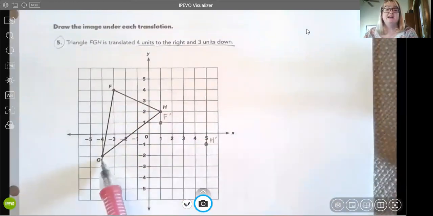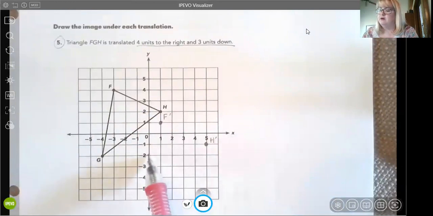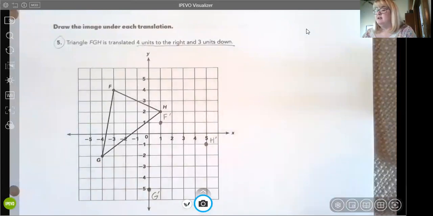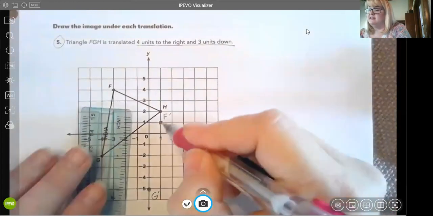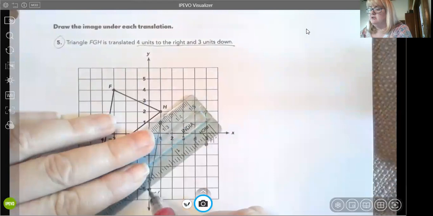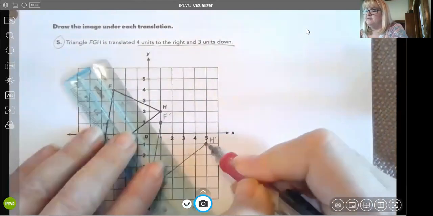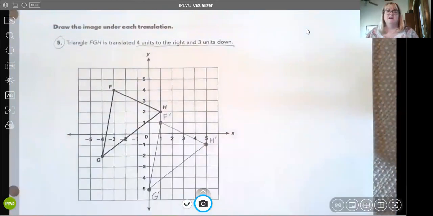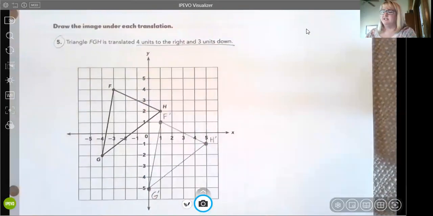Now we need to move the G in the same way. 4 units to the right, 3 units down. 1, 2, 3, 4. 3 units down, 1, 2, 3. And that is G after it's moved, so we call it G prime. All right, once I've got my points, now I'm going to use my straight edge and connect them. So I connect F to G, connect G to H, and I connect H to F. All right, so I have drawn the image under this translation.